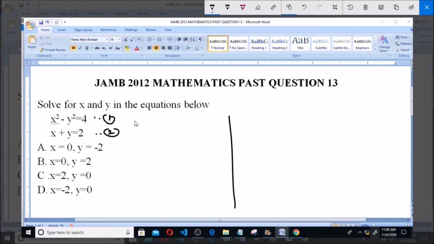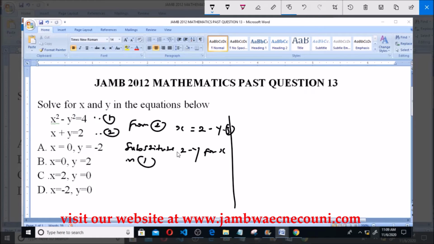So now we can simply say that from equation 2, x is equal to 2 minus y. Now let's call this equation 3. So since x is equal to 2 minus y, we substitute 2 minus y for x in equation 1. So now wherever we see x, we put 2 minus y.